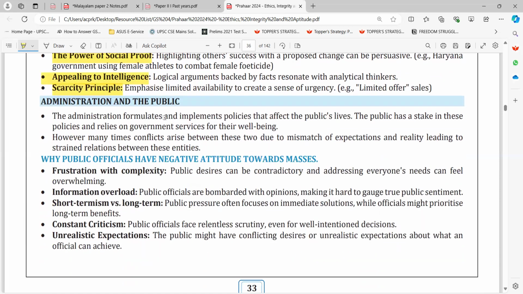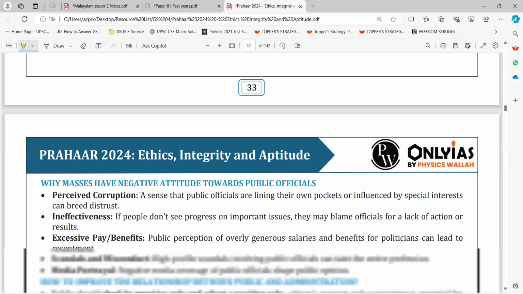Administration and the public. The administration formulates and implements policies that affect the public's lives. The public has a stake in these policies and relies on government policies for their well-being. However, many times conflict arises between these two due to mismatch of expectations and reality, leading to strained relations between these entities. Why public officials have negative attitudes towards masses? Frustration with complexity, information overload, short-termism versus long-term, constant criticism, unrealistic expectations.